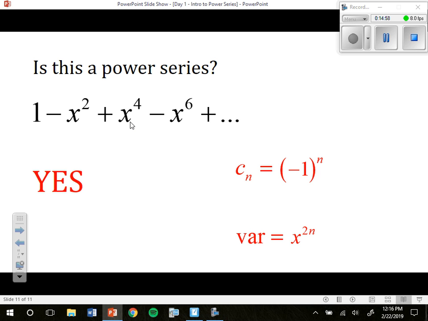What's a power series? Coefficient times x to the power.